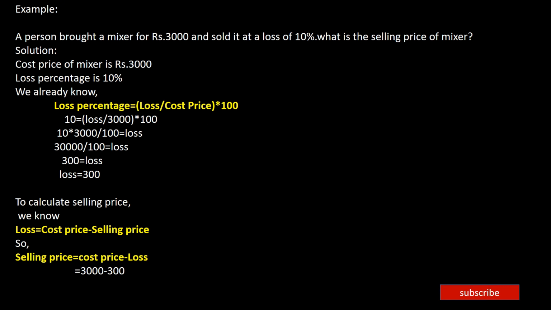In this question, we got only the cost price and percentage. From that, we have calculated the selling price of the mixer. So by following this way, we can calculate the loss percentage and gain percentage, cost price and selling price.